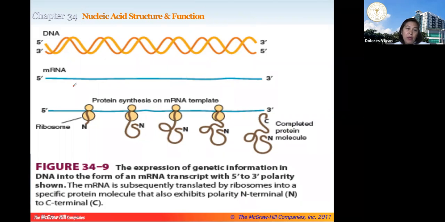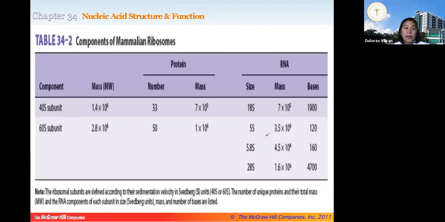The 5' corresponds to the N terminal. Okay, this is very important. Because things will be reversed if you do not take note of the polarity. So 5' to 3' corresponds to the N to C terminal of the polypeptide chain.